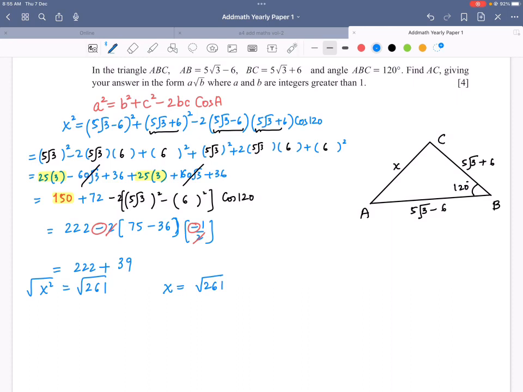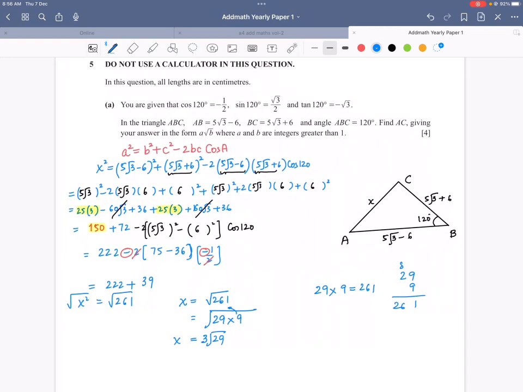261 will be 29 times 9. 9 9s are 81, 9 2s are 18, 18 plus 8 is 26, yes. So 29 times 9 is 261. So we can write 261 as 29 times 9. And 9, when you take it out of the root sign, will be 3 under root 29. That will be the value for x here.